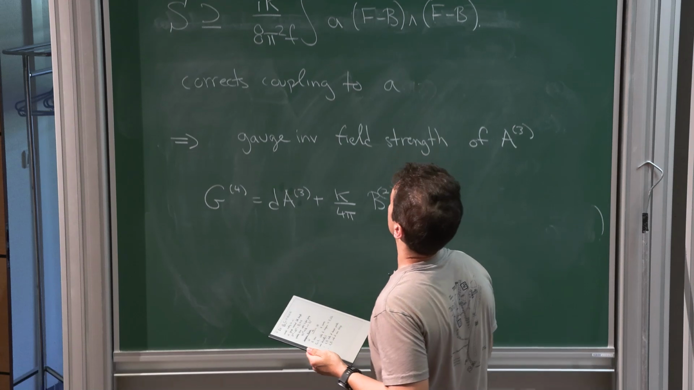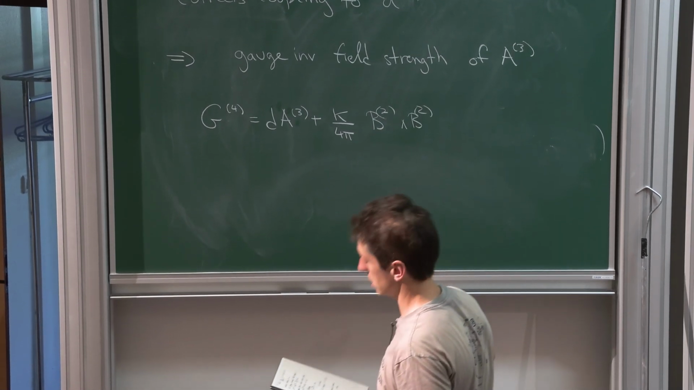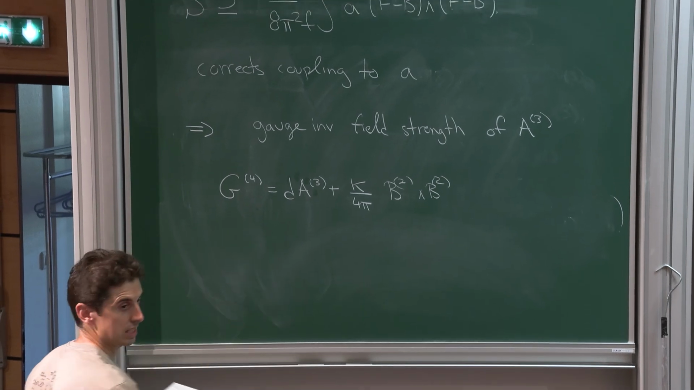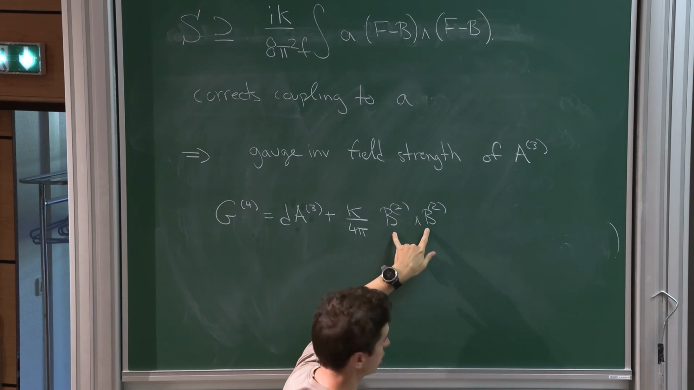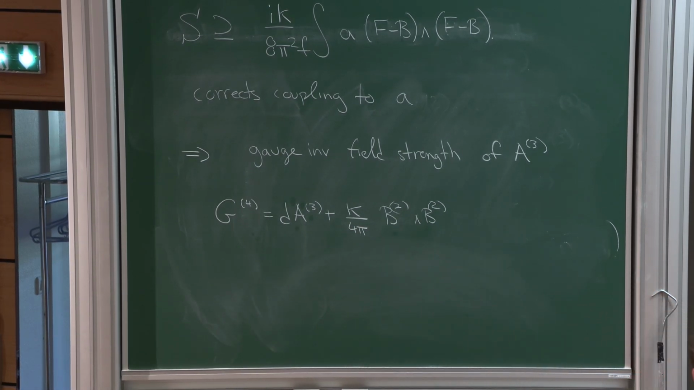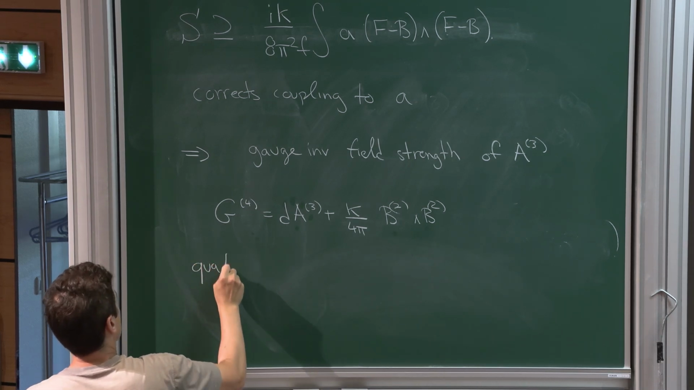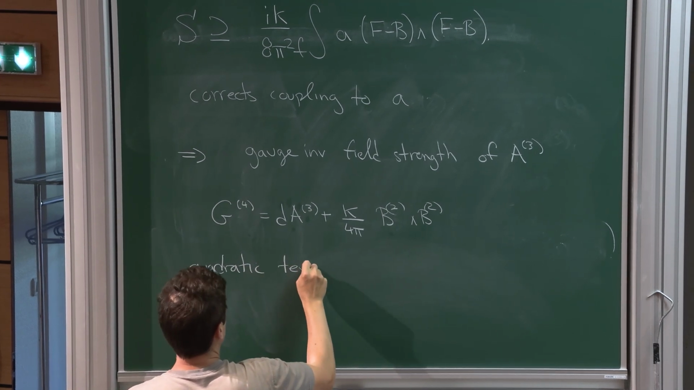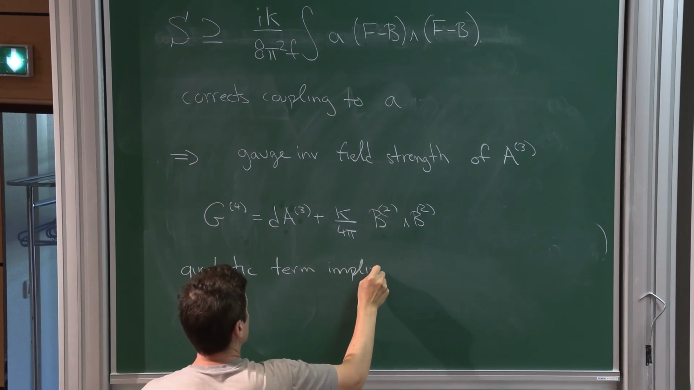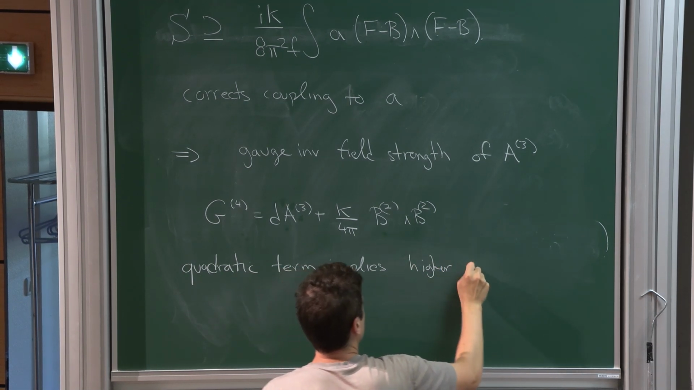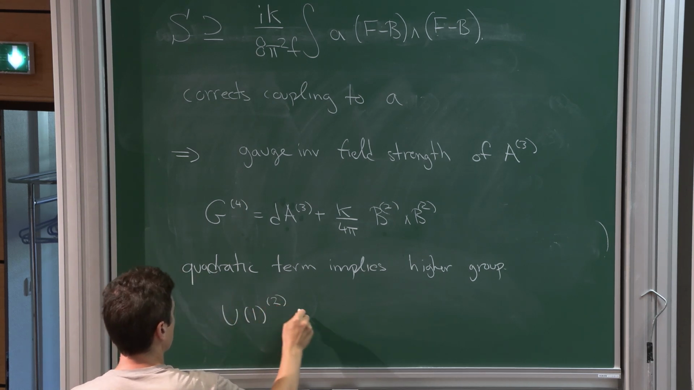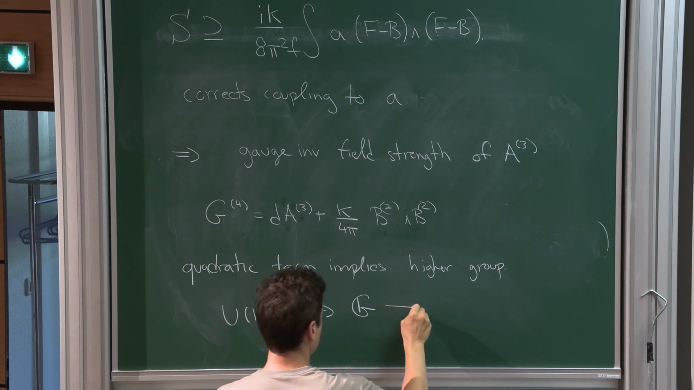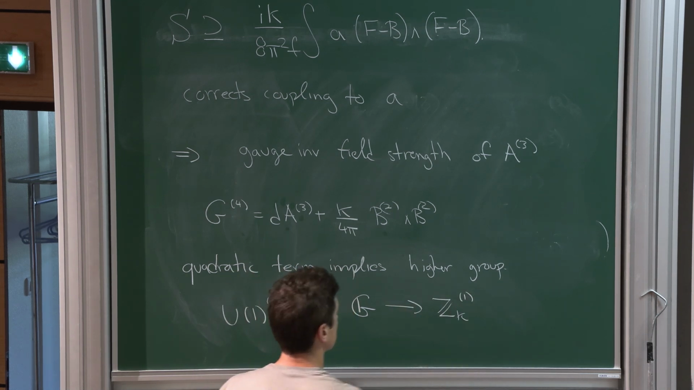So I hope that you saw enough of these kind of field strengths and gauge transformations in Thomas's lecture to recognize that this implies a higher group. When you have a gauge invariant field strength that includes the linear term plus a correction by a lower degree term, that's the higher group. That's the signal. All right, so the bat signal is up. So the quadratic term implies a higher group. So we have this U12 extending ZK1.